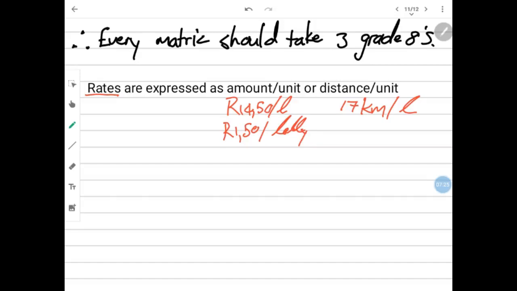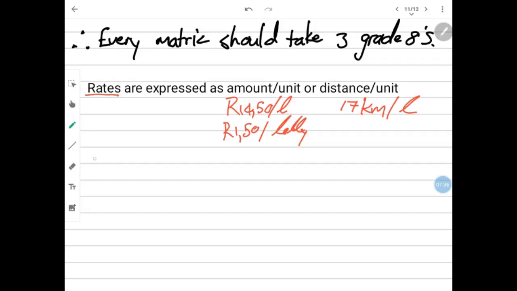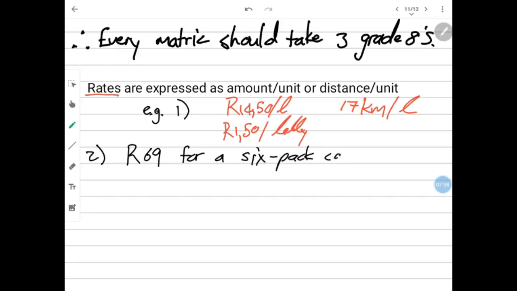Okay, we have those for petrol and for distance. Let's just take a simple example here. Let's say you're going to the store, you're buying a 6-pack of Coke. Let's say that was example number 2. You're buying a 6-pack and it costs 69 rand. What does 1 Coke cost? Right, what does 1 Coke cost?